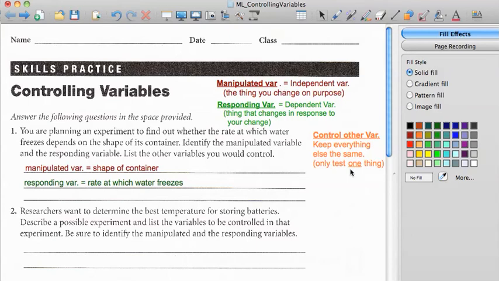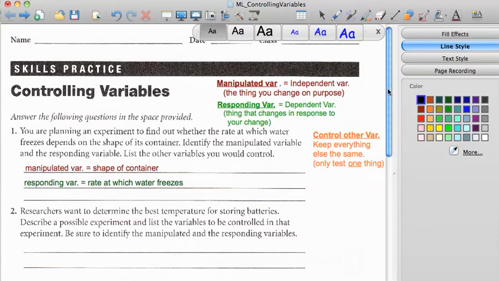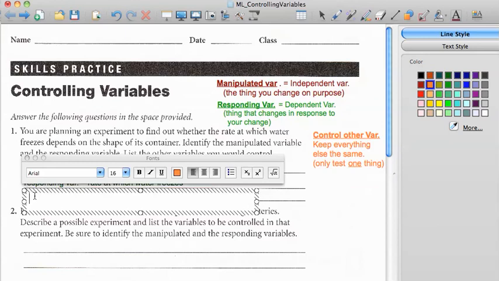So in order to figure out what those other things are, think about what's in your experiment. What might be part of it? Well, water is one of the things that is in it. So one of the things we could control is the amount of water. So variables to control. Let's change our size. One might be amount of water.